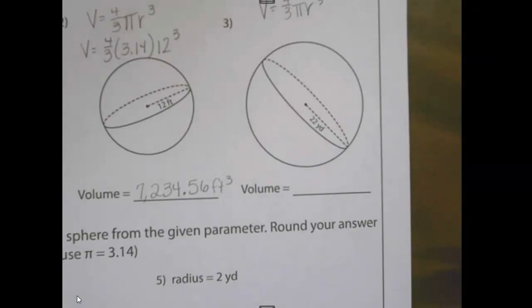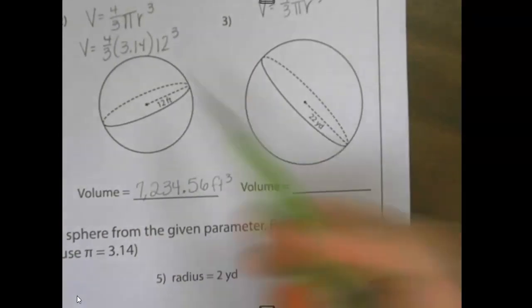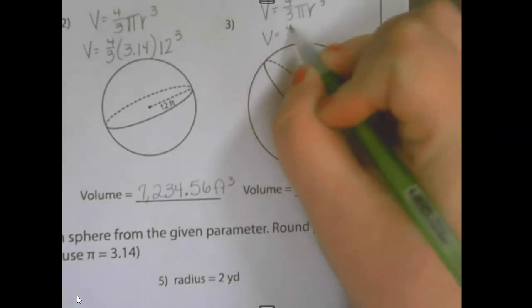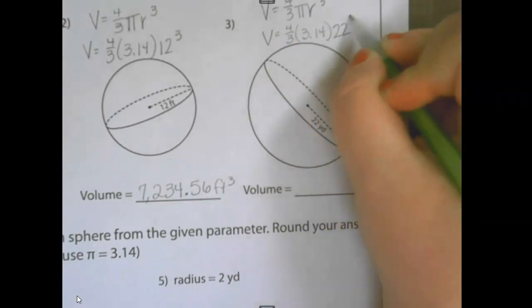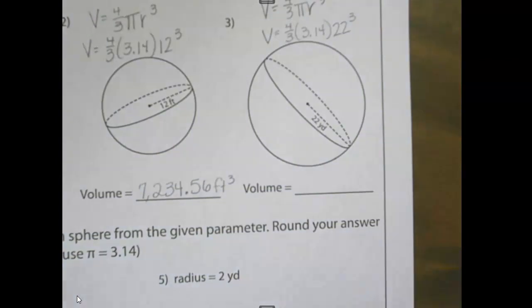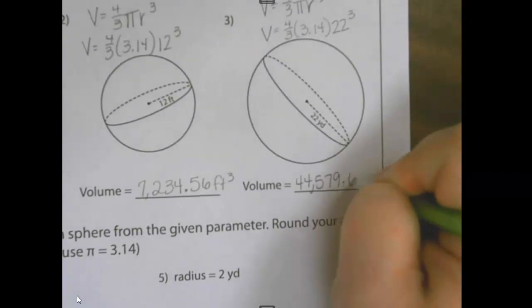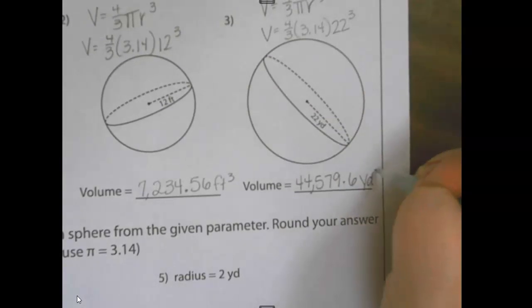This one, just looking at it, I'm going to use a little bit of my reasoning skills. I'm going to say, man, 22, I've not seen a radius that big yet. We worked with smaller numbers, and you can see as my radius got bigger, if 12 was 7,000, then 22 is going to be pretty huge. So we're going to have 4/3 times 3.14 times 22 cubed. When I put that in my calculator, I get 44,579.6. And yes, it keeps going on, but let's just go to one decimal. Yards cubed.